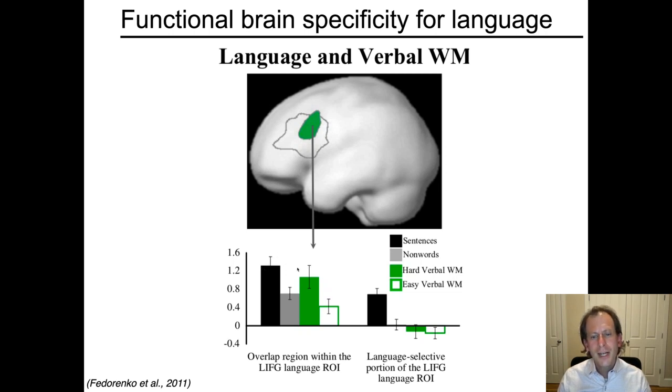And because these are not dedicated effects that are only about language, it seems arguable that perhaps those particular areas are ones that are not language specific. But there are other areas which are language selective. In particular, the language selective areas are responsive to sentences, but not to non-words or any working memory task, regardless of its difficulty. So that kind of functional brain specificity can be revealed for language with fMRI techniques that don't need super fine-grained temporal detail.